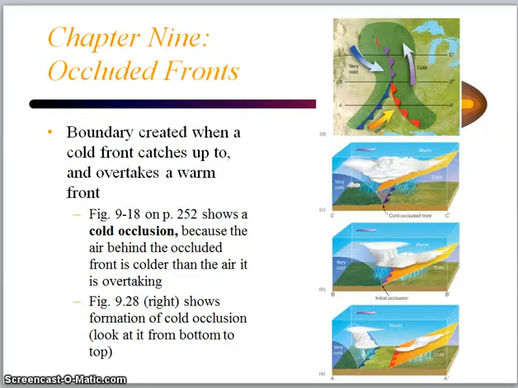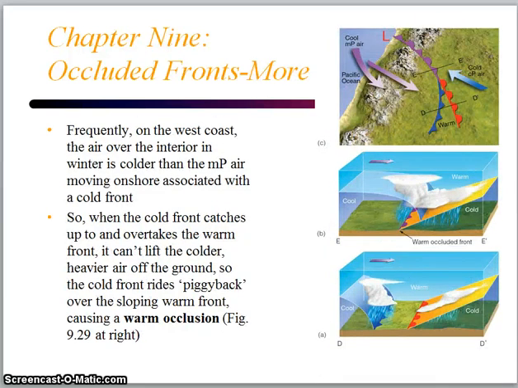Then there are occluded fronts, which are very complicated because cold air moves faster than warm air. Part of the cold front catches up with part of the warm front and forms an occlusion. If you look at this graphic from bottom to top, stage A, stage B, stage C, you can see how an occlusion forms. This is a cold occlusion because the air behind the occlusion is colder than the air in advance of it. This is a warm occlusion, which we often get on the West Coast.